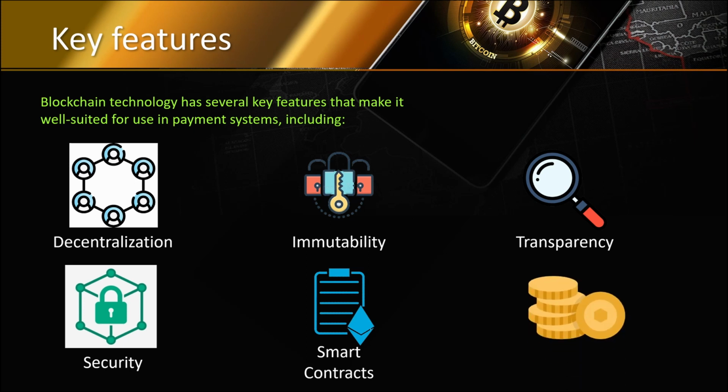Next is the tokenization of assets. Blockchain technology can be used to create digital tokens that represent ownership of real-world assets, such as stocks, bonds, and real estate. This can make it easier to buy and sell these assets and use them as collateral for loans.